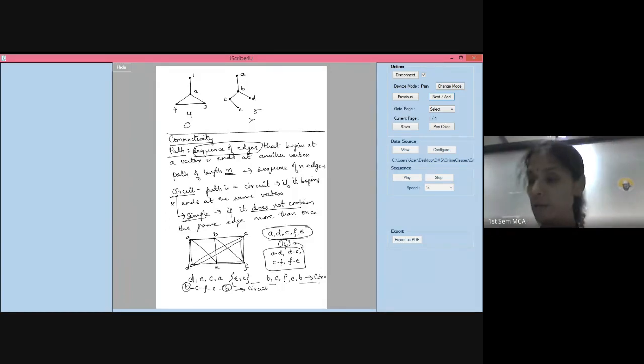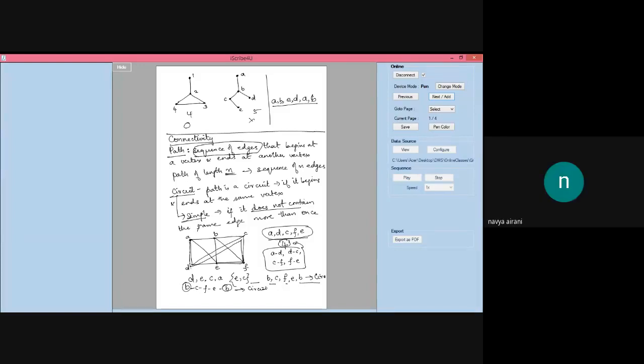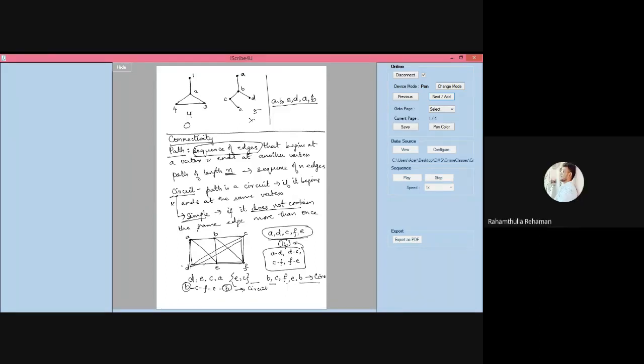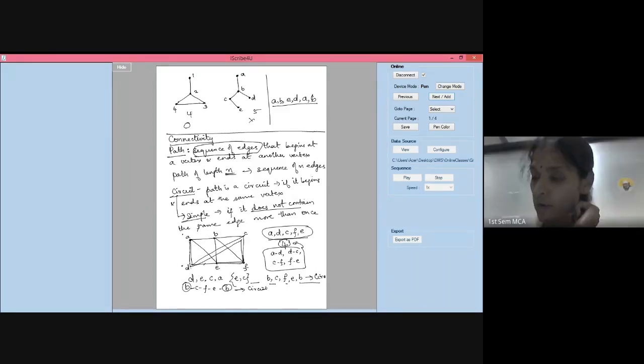One more example, I am writing it here. Let us consider the path A, B, E, D, A, B. Is it a simple path? What is the length of this path? A to B, 1, B to E, 2, E to D, 3, D to A, 4, A to B, 5.